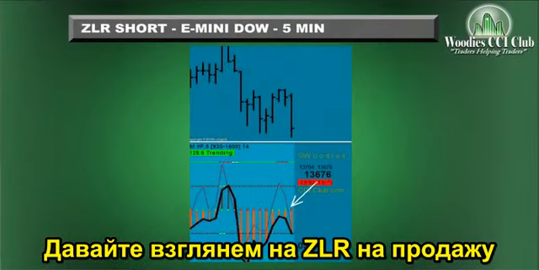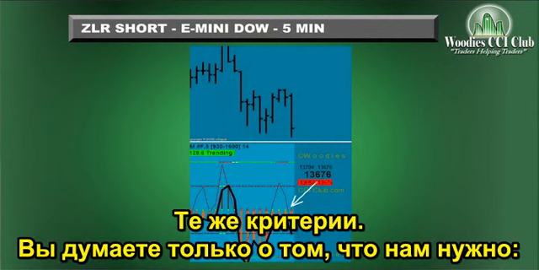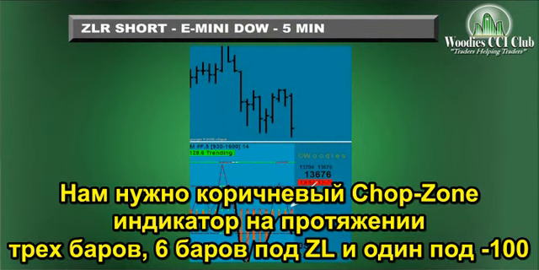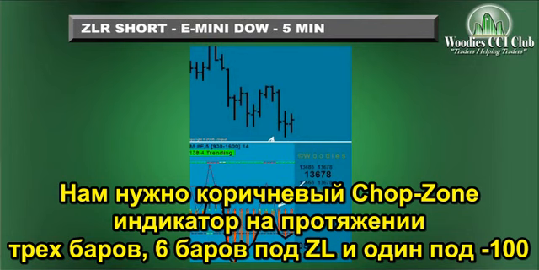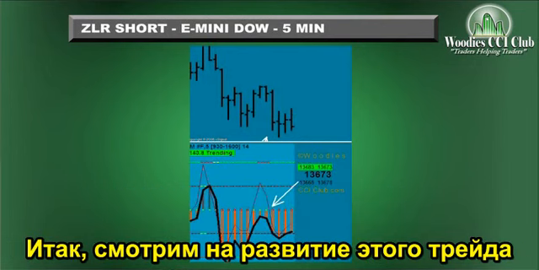Okay, let's look at a 0 line reject to the short side. Same criteria. The only thing that we need is we need to have 3 bars of brown, and we need to be 6 bars below the 0 line. And 1 went below the -100. So let's take a look at this trade develop.